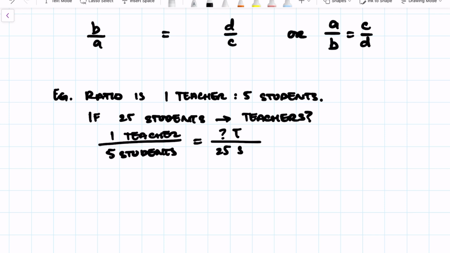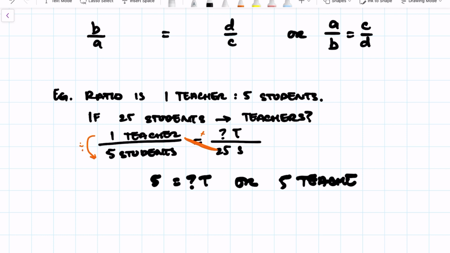So how do you answer that? Well, you can cross multiply and divide. Usually I take the numbers that are across from each other, multiply those, and then divide by the number here. So 25 times 1 is 25, divided by 5 is 5. So the answer becomes 5 is equal to however many teachers you're looking for, or 5 teachers.